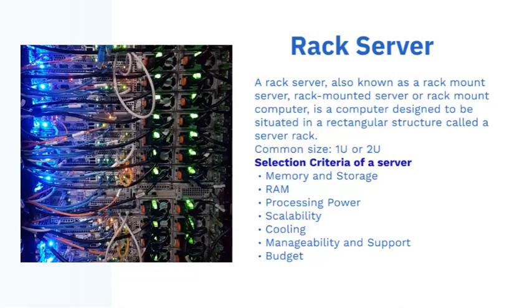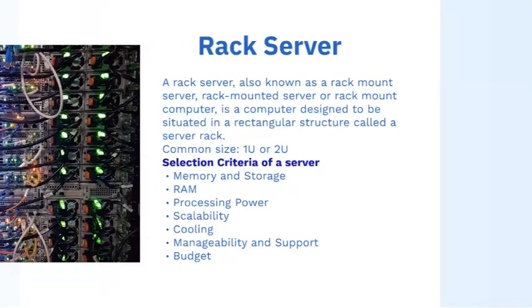We used to measure the size of the server by U unit. They used to be 1U or 2U. 1U is equal to 1.75 inches, as I explained earlier. And in a 19-inch rack, we used to have 42U. So you can say that if a server size is 1U, a small server, then we could have 42 rack servers in one rack.